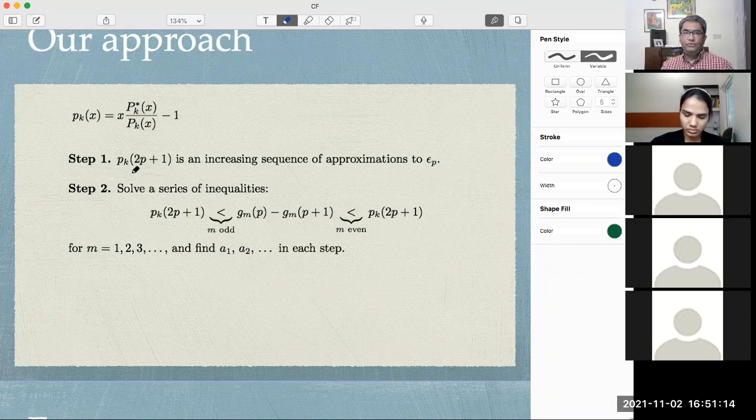And we show that this is an increasing sequence of approximations to EP. This is easy. It follows easily from the continued fraction theory. Everything is minus, so it becomes an increasing set. And then we solve a series of inequalities of this form, and I'll be clearer on what we are doing here. For m even, it will be less than something. For m odd, it is less than. And at each step, m equal to 1, 2, 3, we find this a1, a2. So remember, our target is that we want to get something like this.